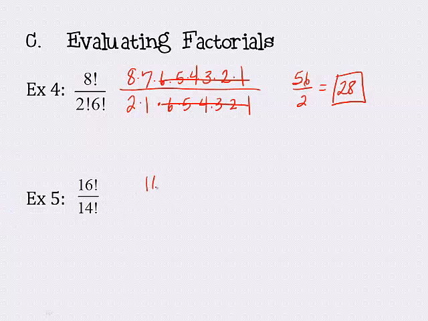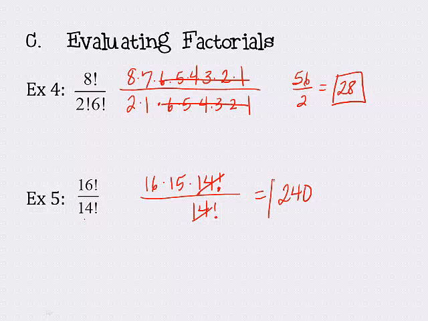Look at example 5. 16 factorial over 14 factorial. I can do this: 16 times 15 times 14 all the way down. I could keep going, but I notice the denominator is 14 factorial. Don't these just cancel out? And I can just multiply 16 times 15. Sure enough, on the calculator you get 240. That's all there is to evaluating factorials. It's really not that hard.